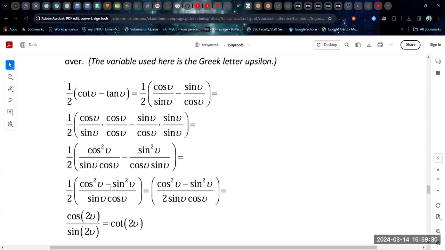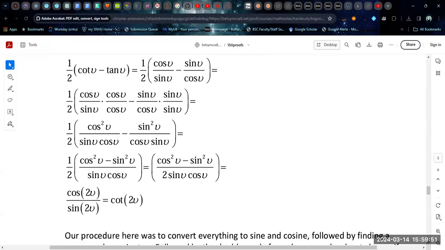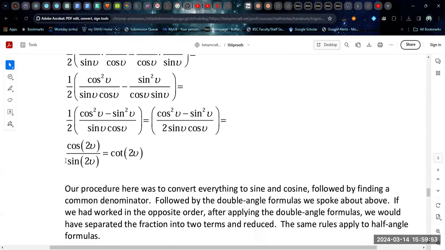This expression is the cosine 2 upsilon formula. And this one is, if we had this 2, we pull that inside, then 2 sine times cosine is the double angle formula for sine of 2 upsilon. And so cosine of 2 upsilon over sine of 2 upsilon becomes cotangent of 2 upsilon.